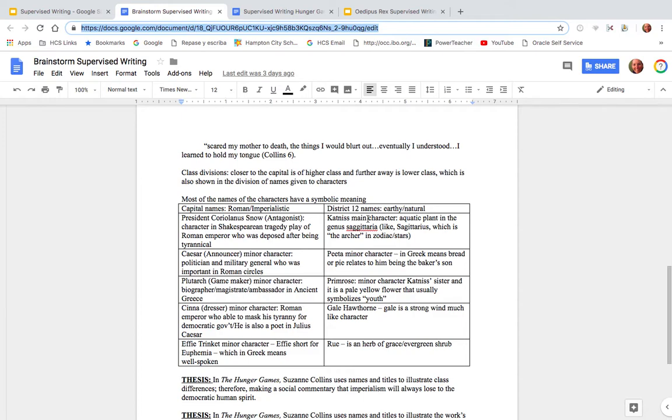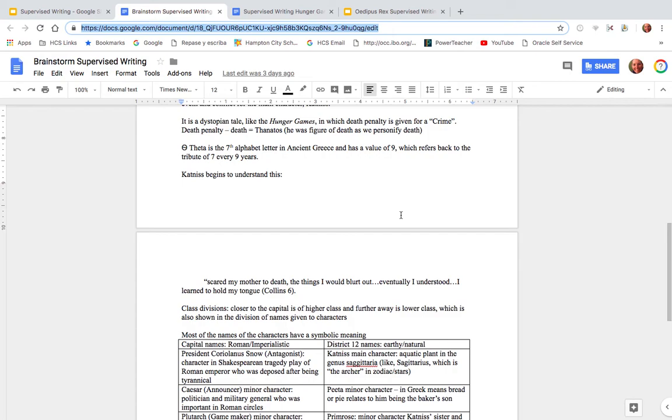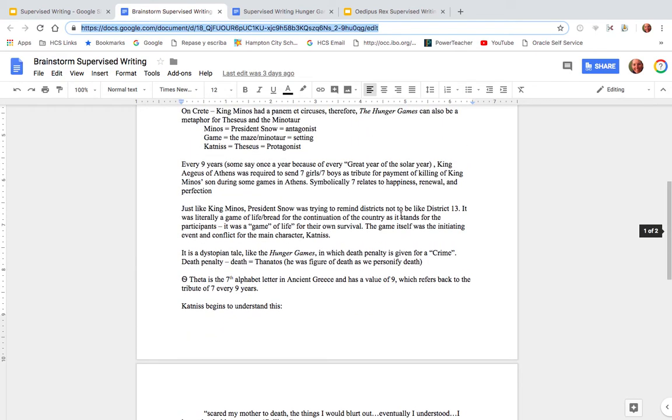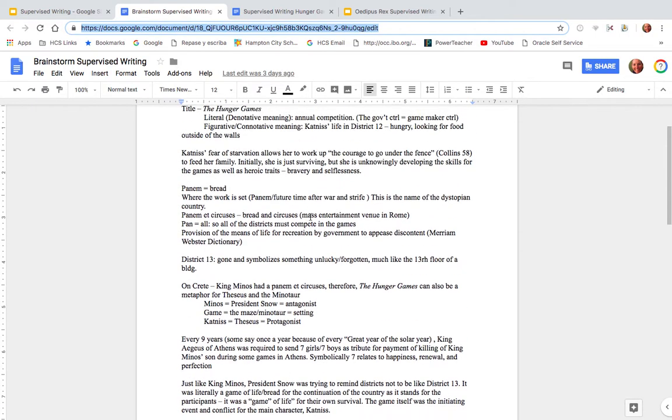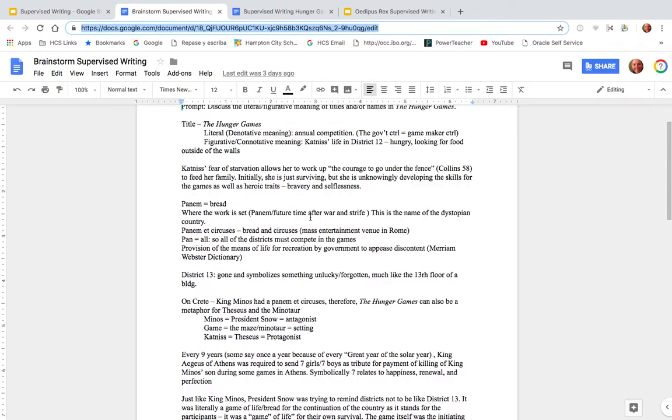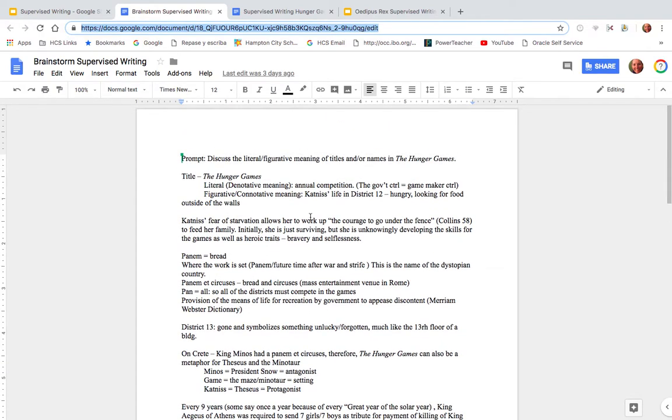And you can also see that there is some insight because they come up with some ideas that not everybody would come up with, like the Roman names of the capital and then the more natural names of District 12. So you can see some originality throughout this because there's definitely ideas, especially like here talking about Theseus and the Minotaur. That's something that is not stated in the work, and that's something that's coming directly from the writer of this brainstorm.